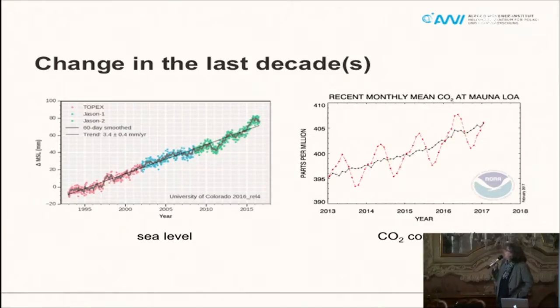And you see here in the left graph from the University of Colorado the sea level curve that's coming out monthly, basically. It's also the same technique, it's also altimetry, and you see the trend. And it's 3.4 millimeters per year right now. When I gave my first talk and showed a sea level trend curve, it was still 3.1. So that's really a change over just a few years.